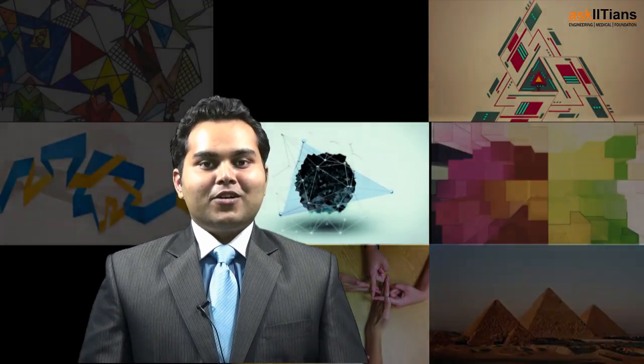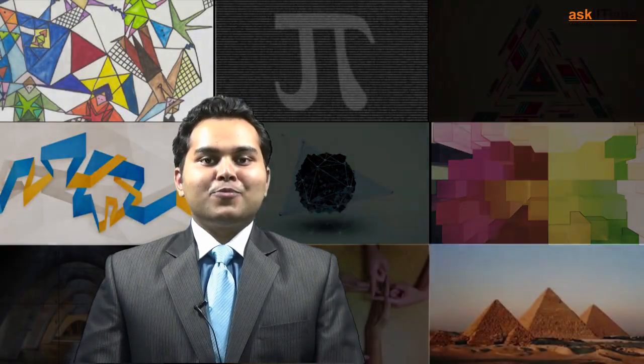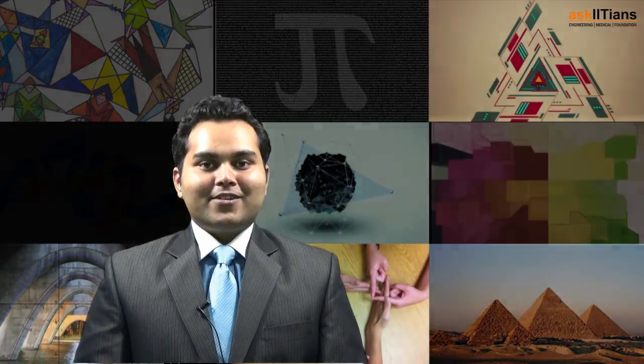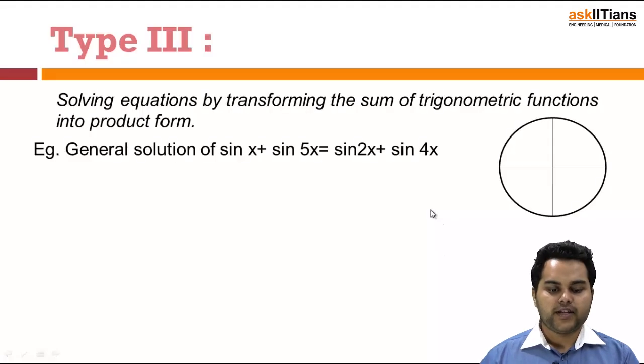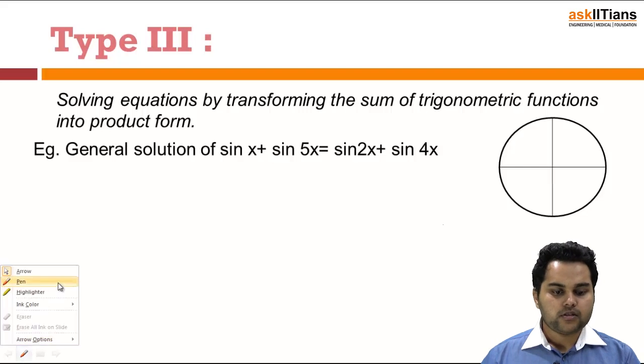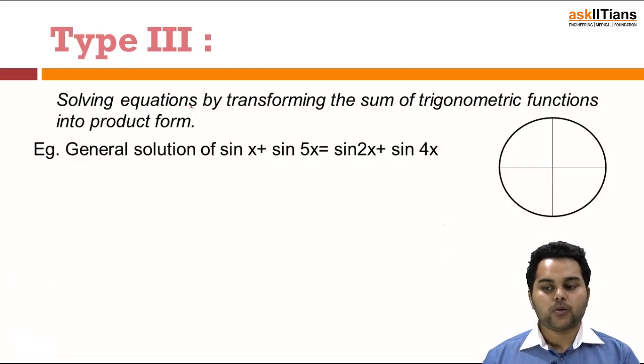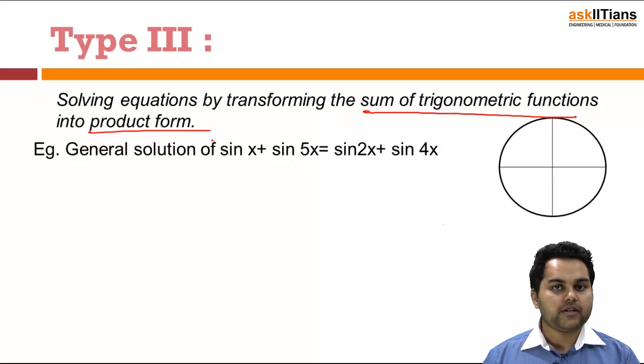Hello students, in this part we will be discussing the next two types, which are the conversion of product to sum form and sum to product form. So let's start with the next type of questions that can be framed by solving the equations. The type of question is solving equations by transforming the sum of trigonometric functions into product form. That is, a sum of trigonometric functions would be given to me and I can convert it into product form to simplify my trigonometric equation and then get the solutions to it.